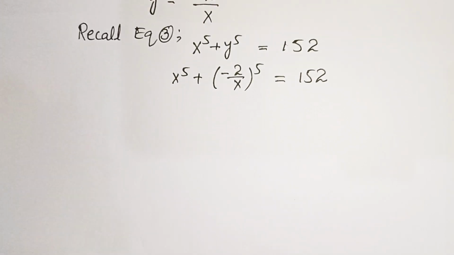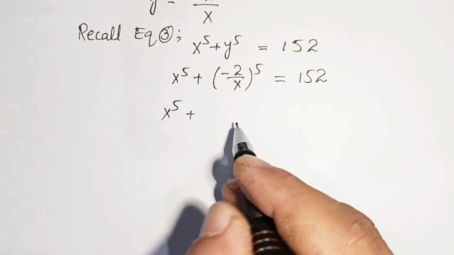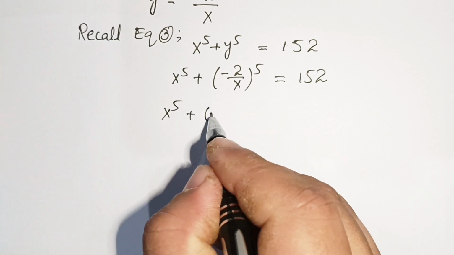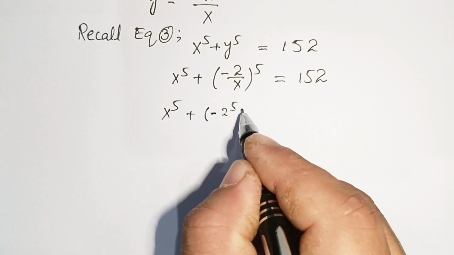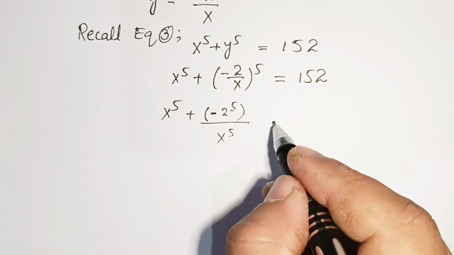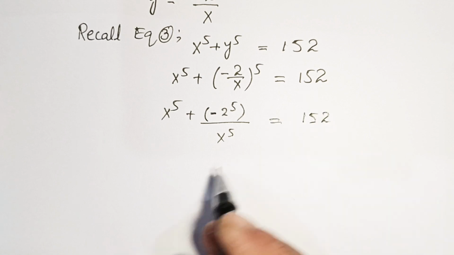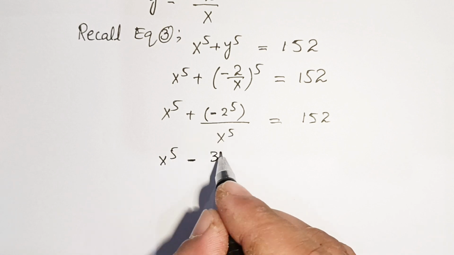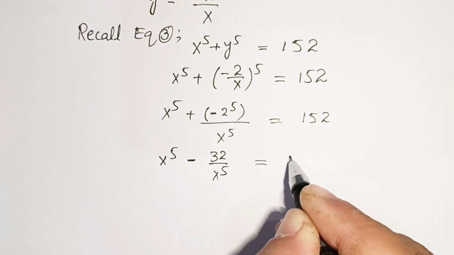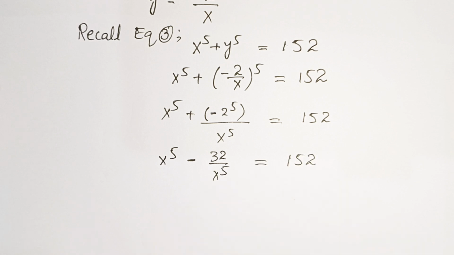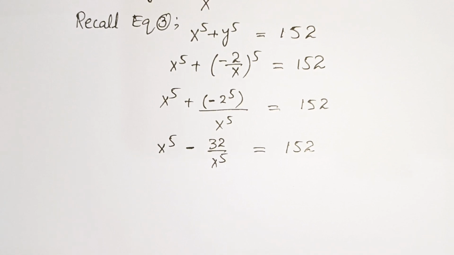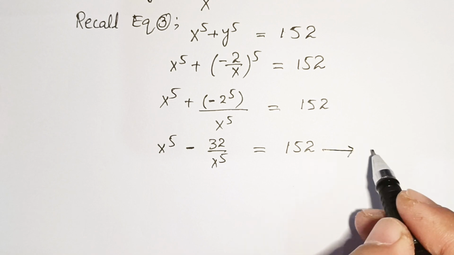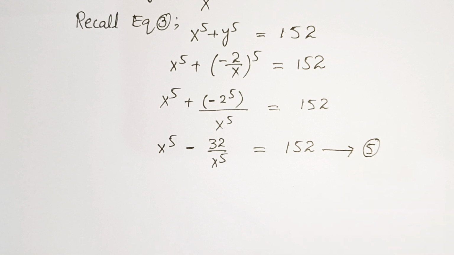Now x to the power 5 plus, here we have that minus 2 to the power 5, writing 2 to the power 5 separately, then we get x to the power 5 plus times minus is minus, 2 to the power 5 we just write 32 over x to the power 5 is equal to 152. Now we get that x to the power 5 minus 32 over x to the power 5 is equal to 152. So let's say it is our equation number 5.